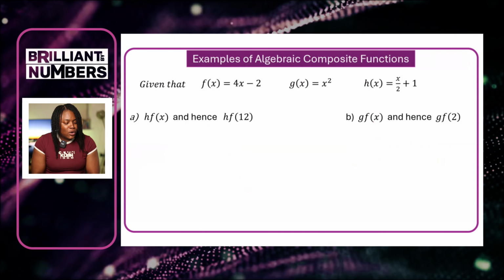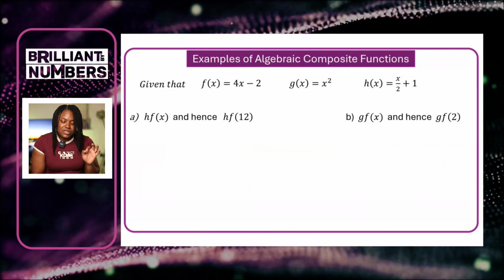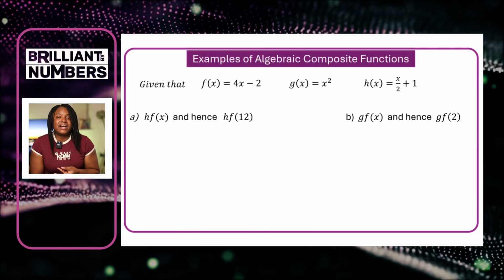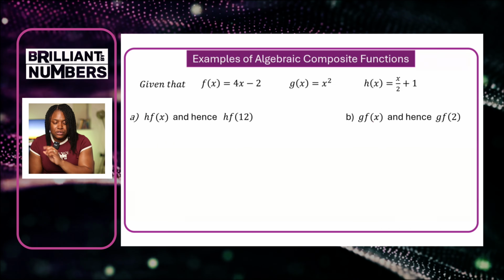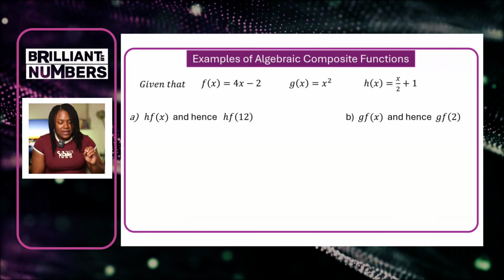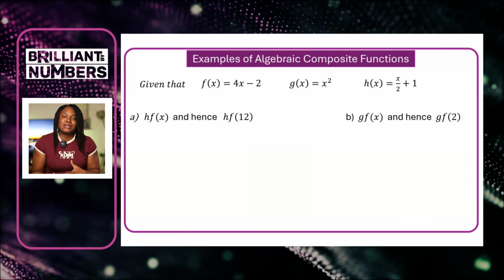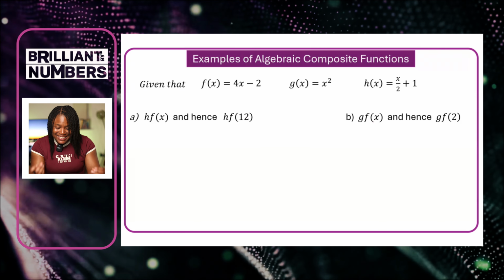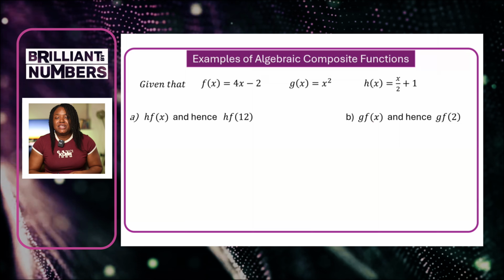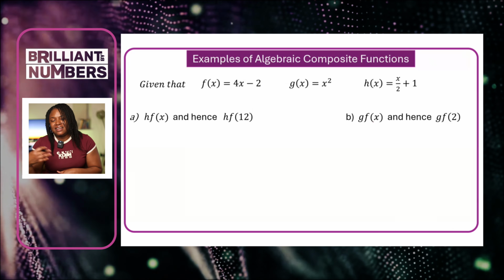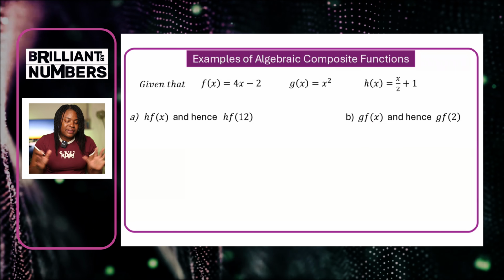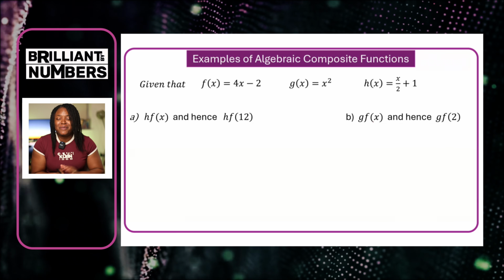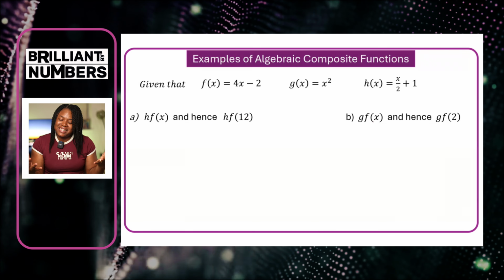Brilliant. So here we're given 3 functions. We're told that f of x is 4x minus 2, g of x is just x squared, and h of x is x divided by 2 plus 1. We're asked to find h of f of x, and then substitute 12 by finding h of f of 12. Very tongue twisting to say. Then for part B, we need to find g of f of x and hence g of f of 2. After we've done these, you could also pause the video here and try them on your own and see how well you've come along. Then we'll do our key takeaways.